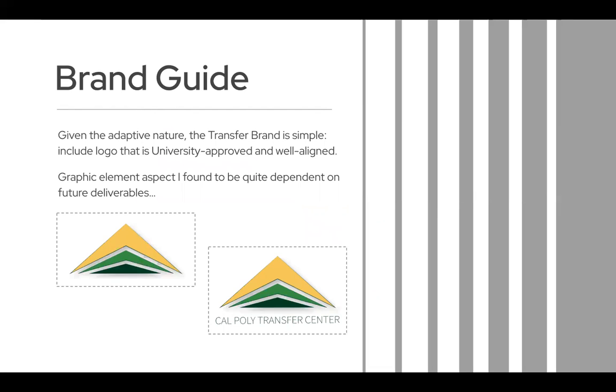Now, in terms of a brand guide, this was an adaptive deliverable because the university brand already exists. So in my eyes, the transfer brand is simple. Just be sure to include this logo that is university approved and make sure it is well aligned within marketing materials. The graphic element aspect I found to be quite dependent on future deliverables, which you'll see next. These are 2 options, one with text and one without.